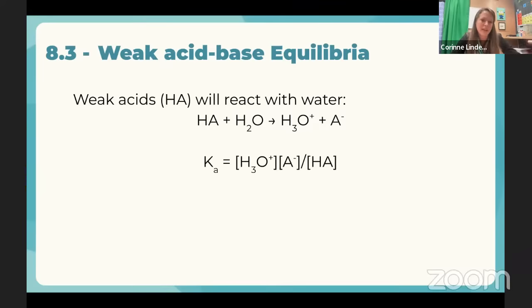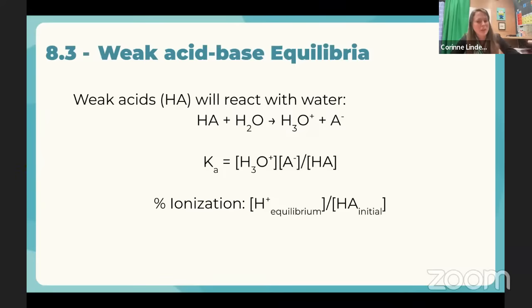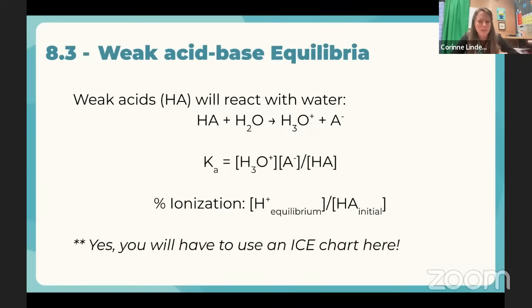Okay, so if I set up my equilibrium expression, it's going to be the concentration of my H3O+ times my conjugate base divided by my weak acid. If I want to find my percent ionization, because a weak acid is only going to partially ionize, I'm going to look for my H+ or H3O+ concentration at equilibrium compared to my initial concentration of the weak acid. Just trying to see how much of that weak acid actually dissociated in solution.